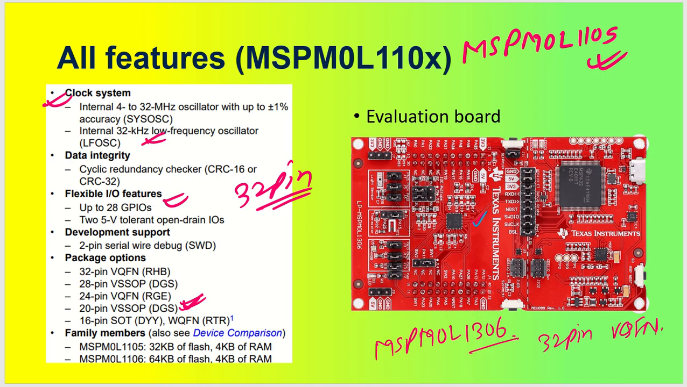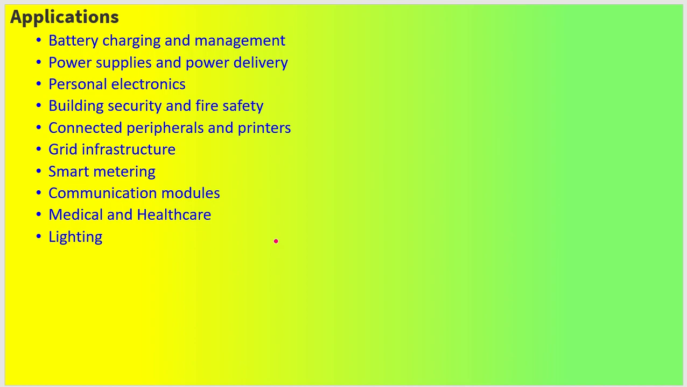Let us talk about the applications that we are going to see for this particular microcontroller. These are the best things. It can be utilized in battery charging and management, so a small battery application or something is there, and you can utilize this particular microcontroller. Then we have power supplies and power delivery, like LED drivers. We have personal electronics, building security and automation, fire safety alarms, and peripherals and printers, so printer applications you can also utilize. You can utilize it in metering, smart metering and all.